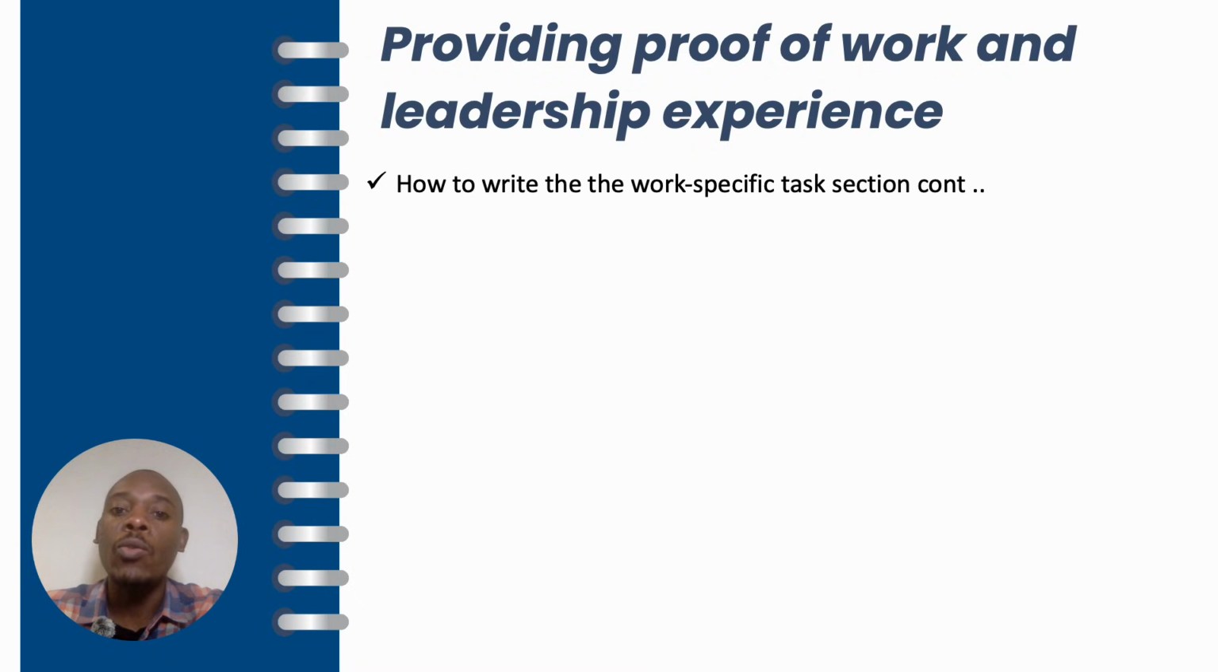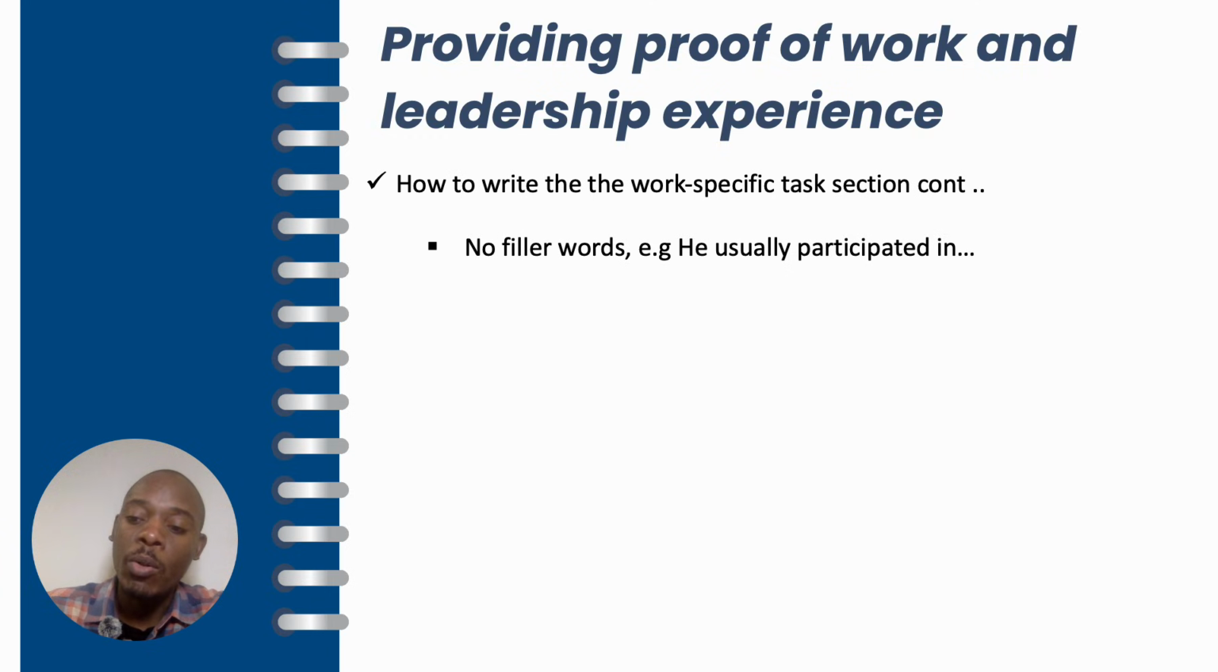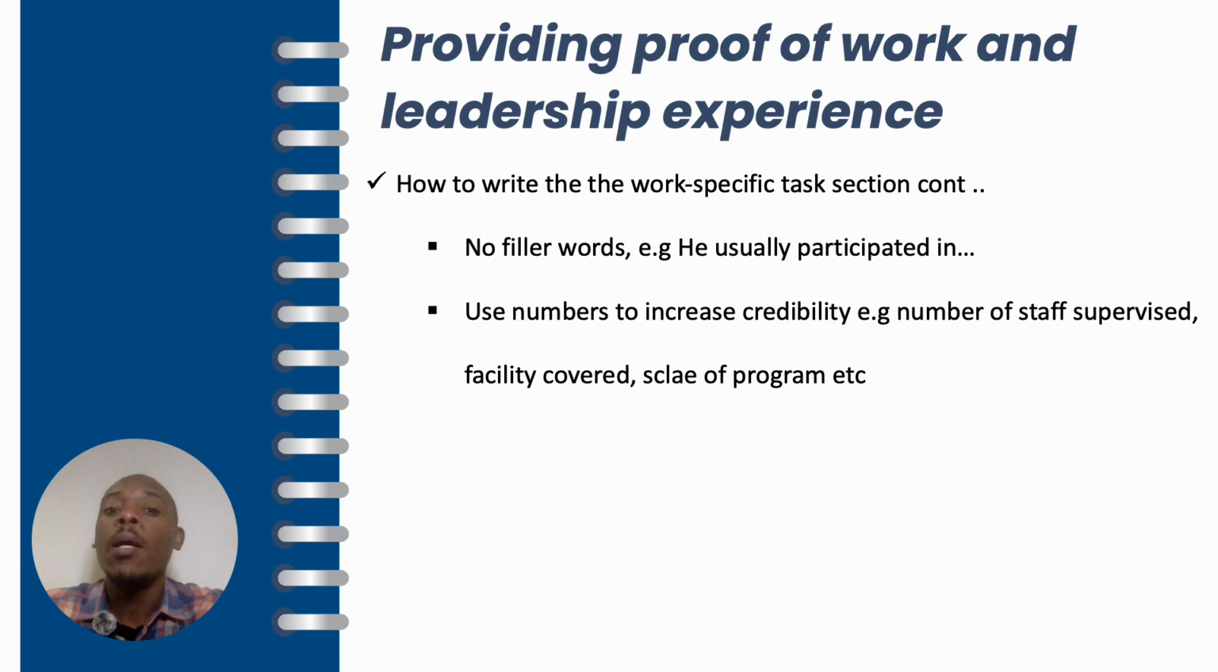The other thing that you need to ensure is that you do not use filler words as you are explaining, especially if this is going to be completed by your supervisor, especially that they will need to sign on this form and confirm or authenticate the proof of your work experience. So if you give your supervisor to write this, they should not write that he usually participated in. You should start with participated in ABC and show the results of what you did. Use numbers like I've mentioned, and that will increase your credibility.